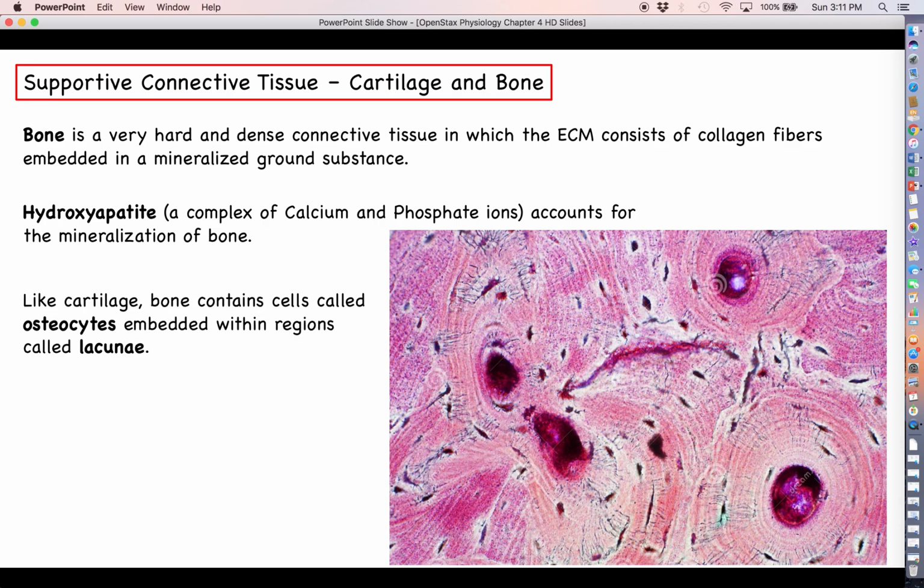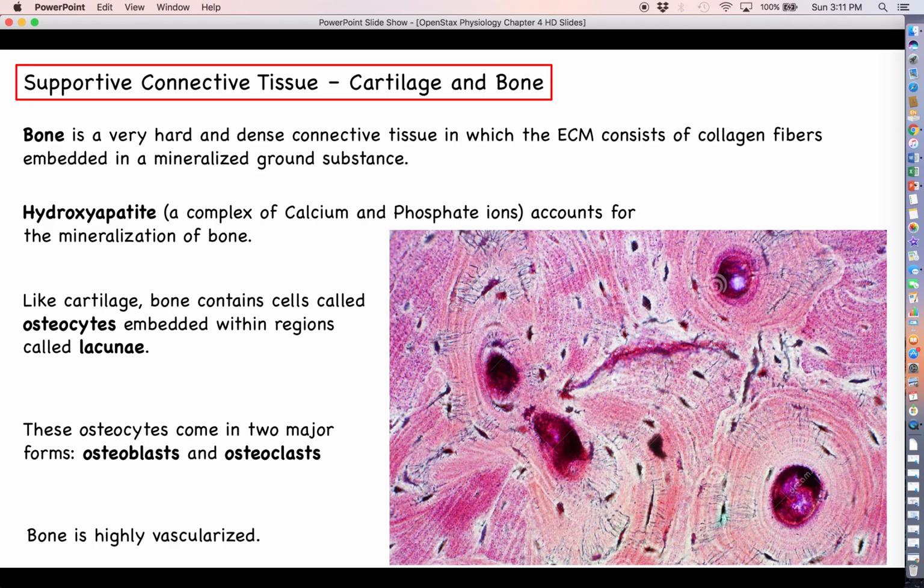So, like cartilage, bone also contains embedded and living cells. These are called osteocytes, and these are embedded within regions of the bone called lacunae. These bone cells, among other types that we could talk about at a later date, come in two major varieties, osteoblasts and osteoclasts. Osteoblasts, as we will eventually find out, contribute to the formation and deposition of calcium and maturation of bone, whereas osteoclasts do the opposite. They dissolve bone and break down bone to raise calcium levels in the blood. So the relative activity of osteoblasts and osteoclasts in terms of homeostasis is going to come down to what the levels of calcium are. We will definitely have a conversation on that at a later date.